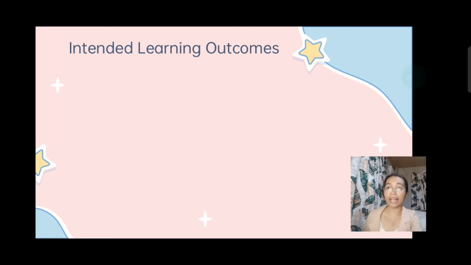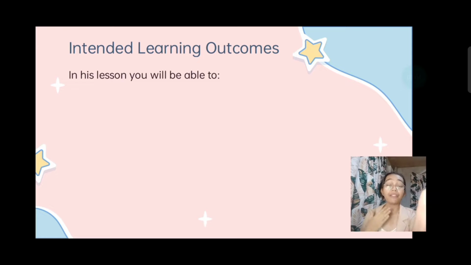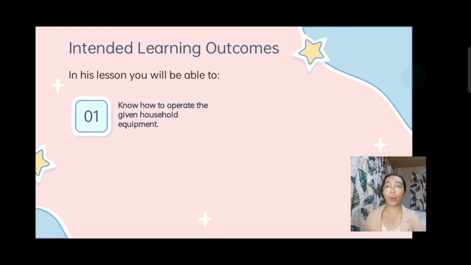So here are the intended learning outcomes for our magazine. In this lesson, the learners or the readers will be able to, first, know how to compare the given household equipment. You will be able to know what specific household equipment you are going to choose for your house. In a certain situation, you will be guided: oh, I should use this, oh, I should buy that.